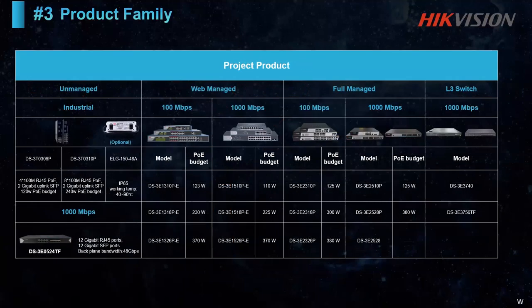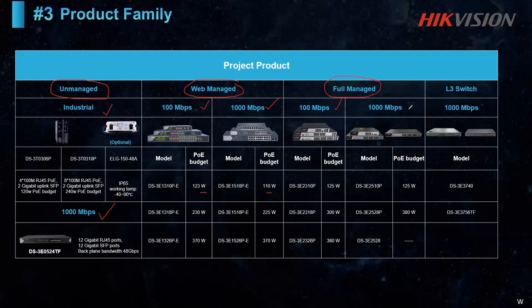Here you can see an overview of project product switches. On the left hand side, you can see the unmanaged switches. There you have industrial switches that can be used in industrial environments as well as 1000 Mbps switches. And then there are web managed switches, from the 100 Mbps range and also from the 1000 Mbps range. Under those categories, we also have different models with different PoE budgets, and there are also fully managed switches with 100 Mbps and 1000 Mbps capabilities.